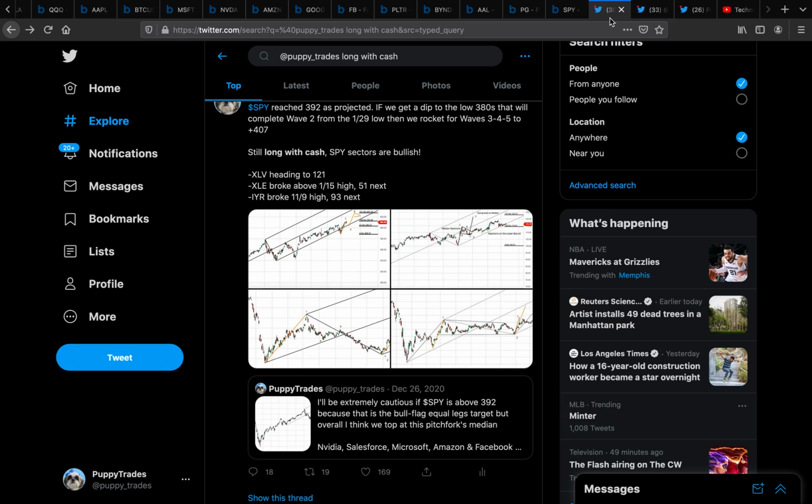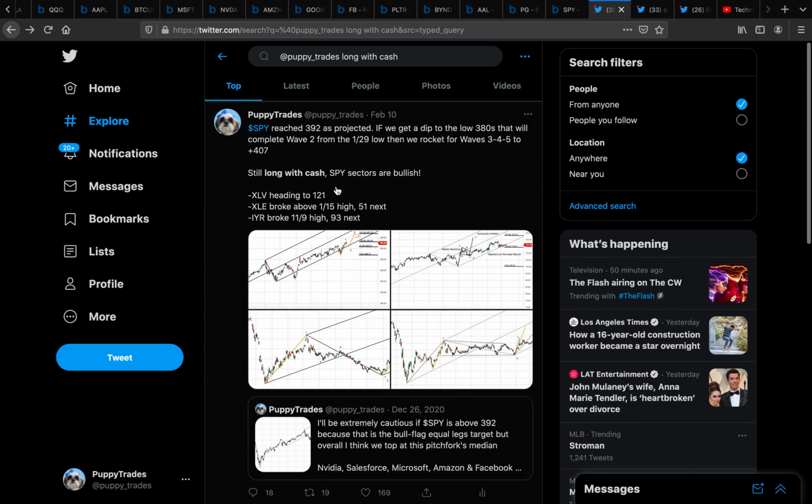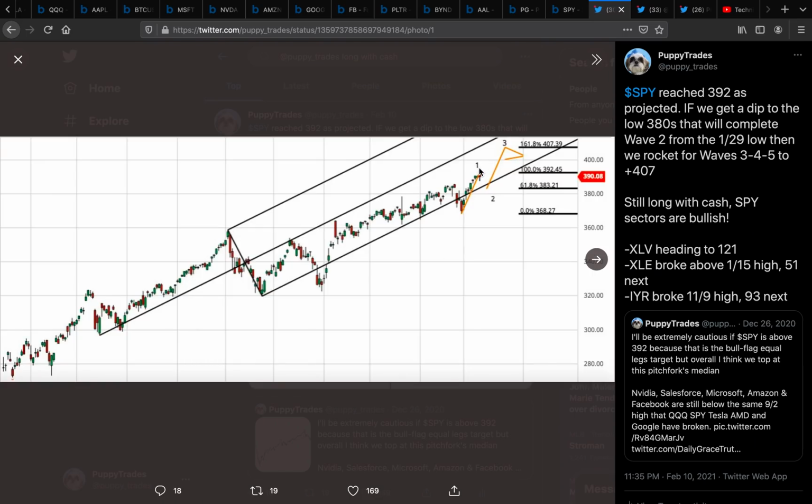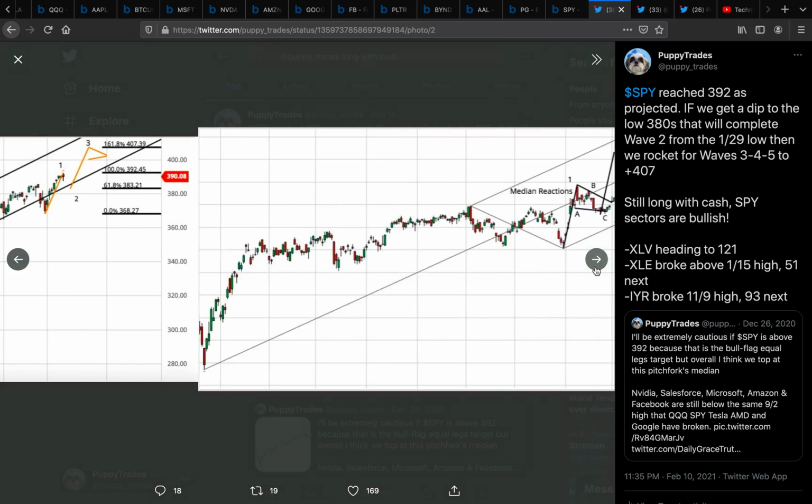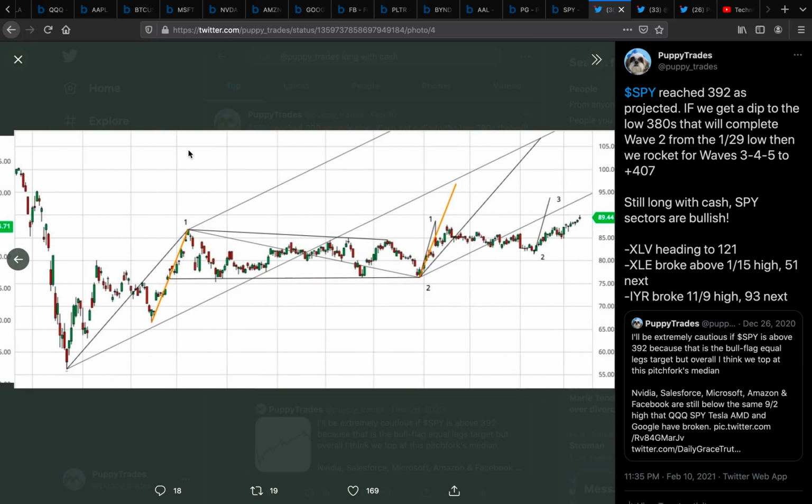So speaking of early February, I come out again and I'm like, we reached 392. I'm looking for a dip to the low 380s. Then we would rocket higher for waves 3, 4, and 5 anyway, right? So here's my chart. I was like, we'll probably have a dip. I'm long the market with cash, but we're going to recover and rally higher anyway. Here are the other sectors in the market that are supporting that thesis, right?